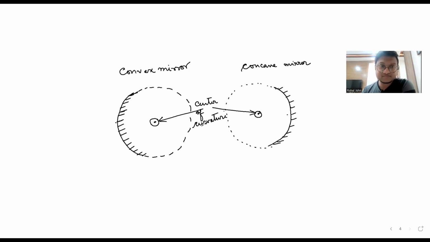Next step, we will draw a line which runs exactly through the middle of the mirror. Through the middle of the mirror. Similarly, we'll draw a line here also.